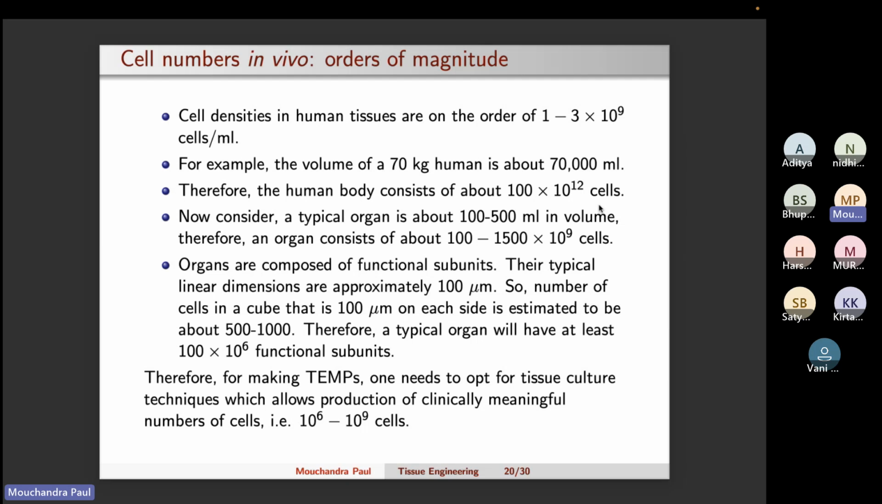Now a typical organ is approximately 100 to 500 ml in volume. So what will be the cell number in an organ?